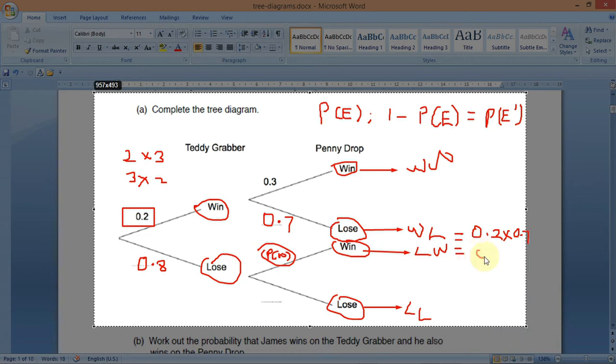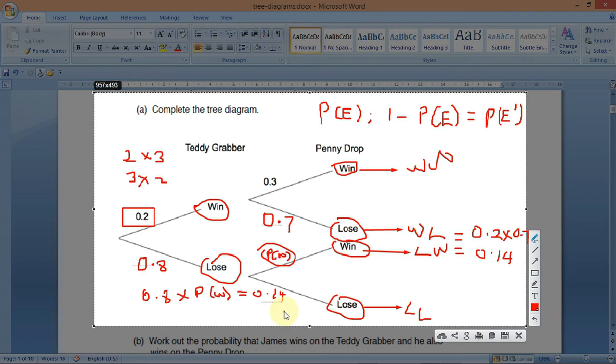Okay, so here is 0.14. Now from here I can finish up. I have probability lose 0.8 times probability win. That's what I'm looking for. It should give me 0.14. So from there I can get my probability win. That will just be divided by 0.8. So 0.14 divided by 0.8. That should give me the answer there, and that is 0.175.